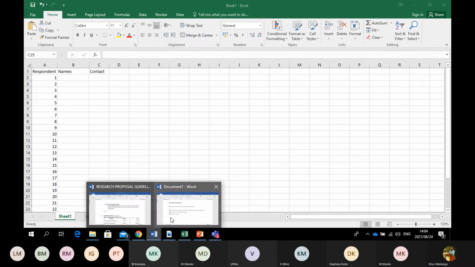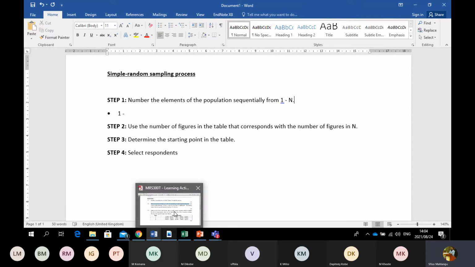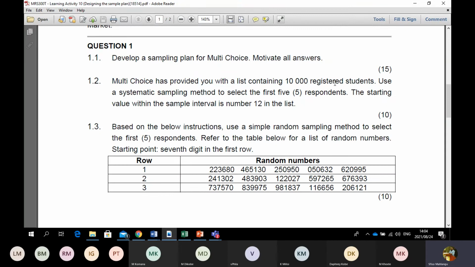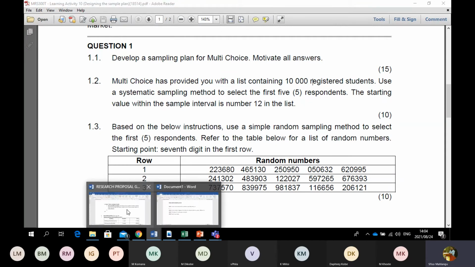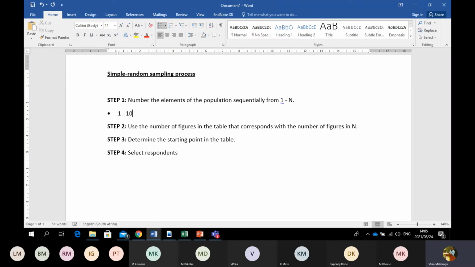So now in step 1, they said we must number the elements of the population sequentially from person number 1. When you do this practically, the list will go from 1 up until n. This n stands for the last number on the list. The question said the list contains 10,000 registered students, so it will move from 1 to 10,000, like I've drafted here in Excel. And you are done with that part. Move on to the next one.